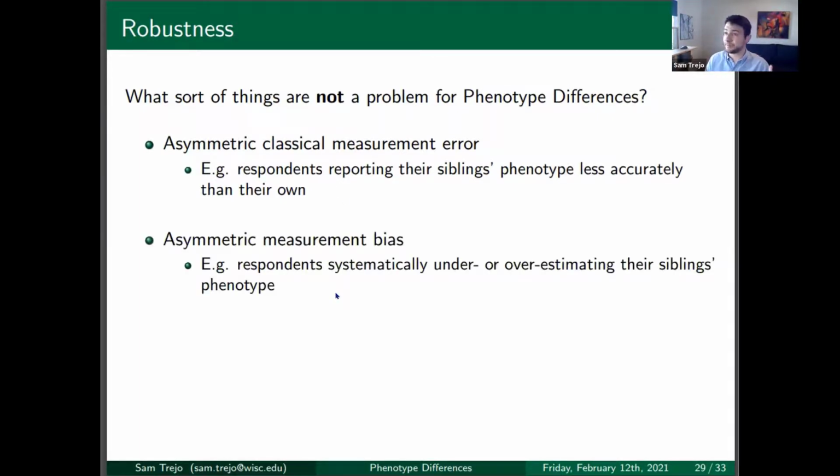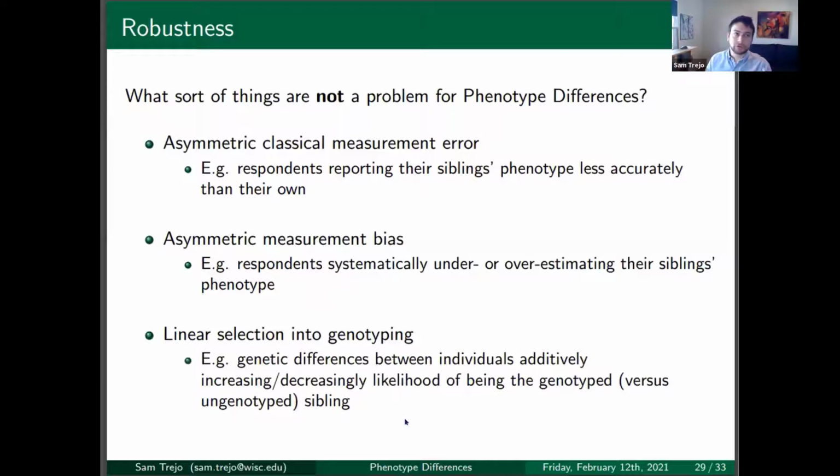This is the work that Intercept is doing. If respondents systematically over- or underestimate their siblings' phenotype, like you think your siblings are taller or shorter than they actually are compared to self-report, that's actually not a problem either.